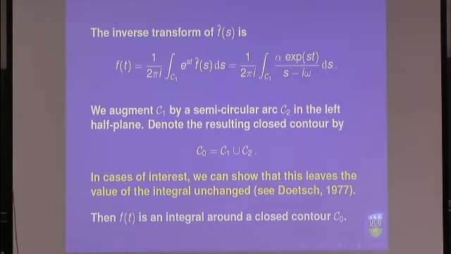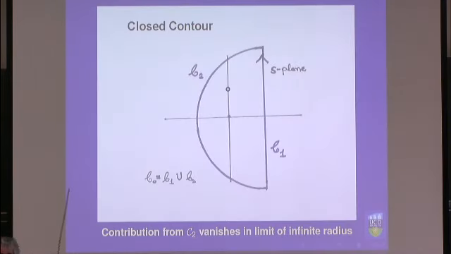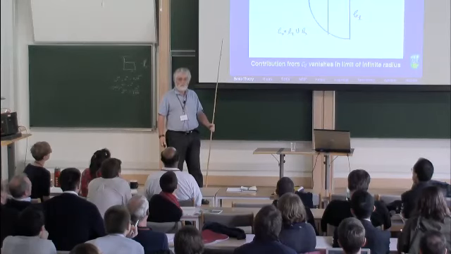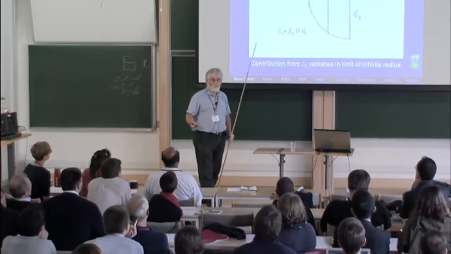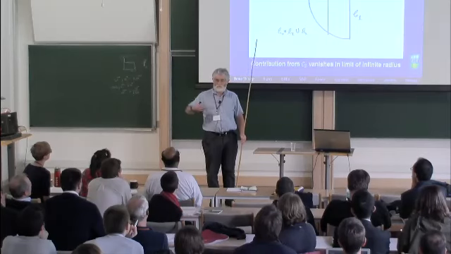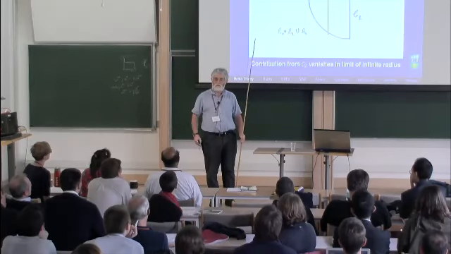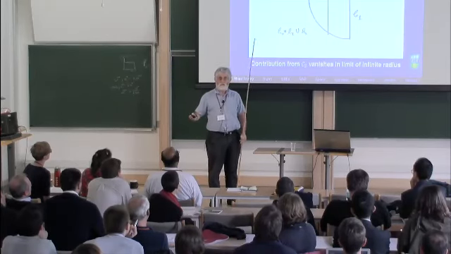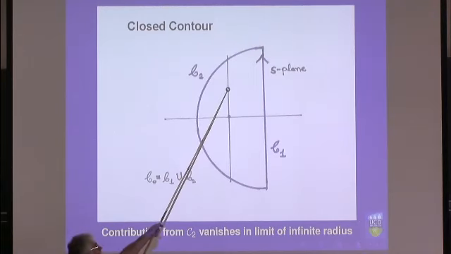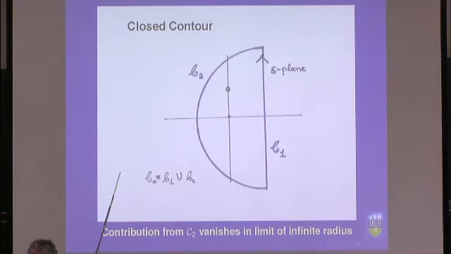Okay, I think I can skip this. Now you can complete this contour with a semicircle on the left and show that for a large radius that tends to 0. So you now have a closed contour. The advantage of that is that you can apply Cauchy's theorem, and the value of the integral around the closed contour is given by the residues at the poles. So if you have one pole here, that's easy to compute that integral analytically.